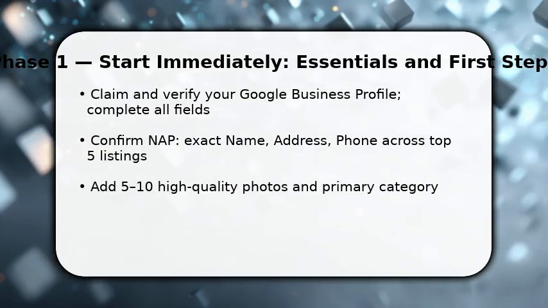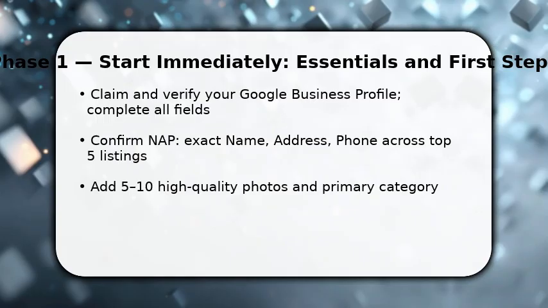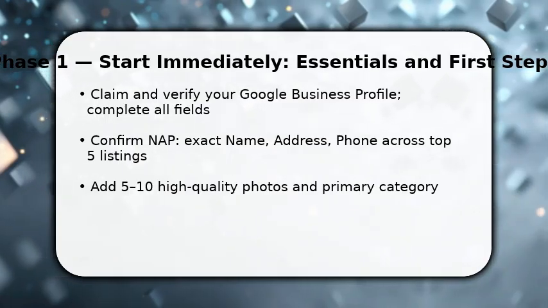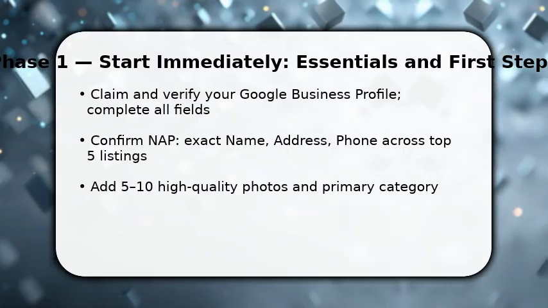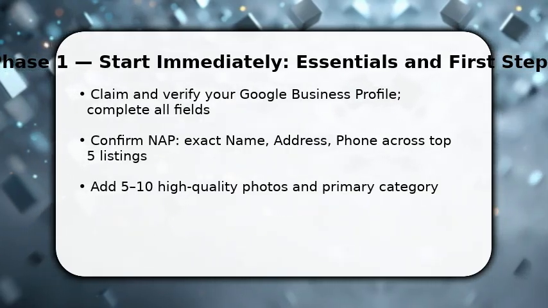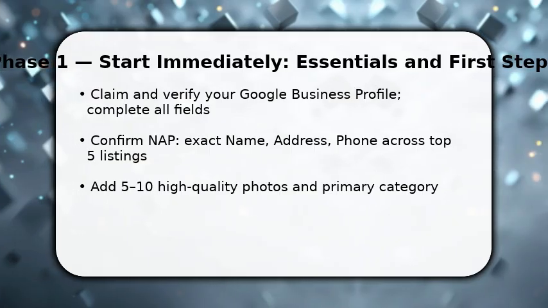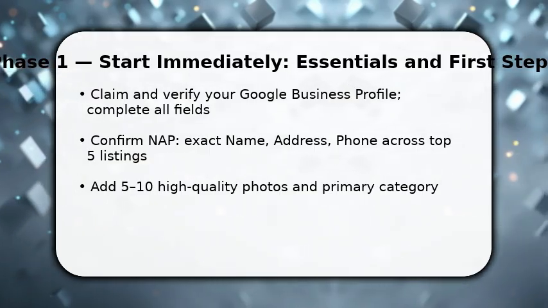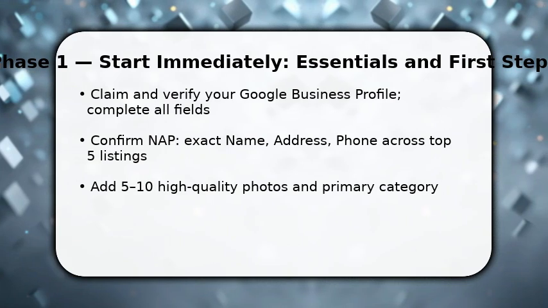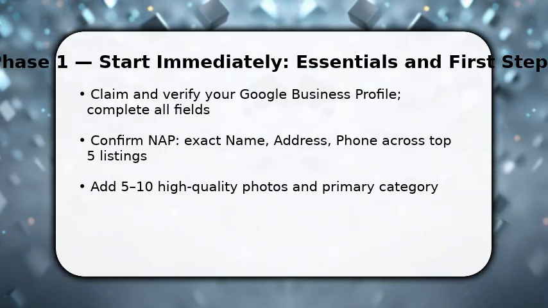Next, choose the most specific primary category and add 5 to 10 high-quality photos and business hours. This improves click-throughs and local relevance. Finally, write a concise 1-2 sentence business description with top keywords and save changes so local signals begin updating immediately.